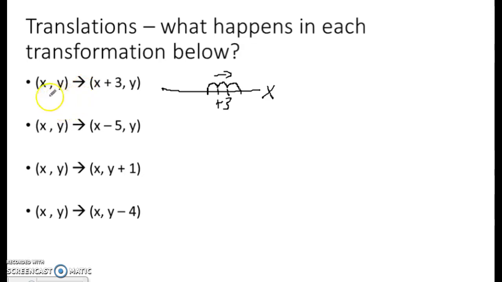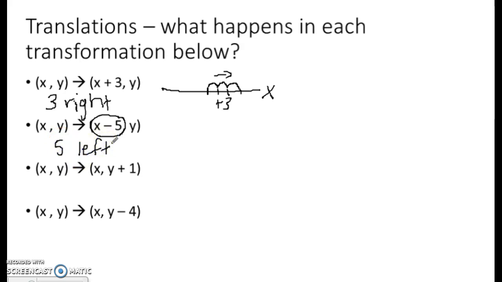So this would be moving 3 to the right. If I was subtracting 3 from the x value, it would be moving 3 to the left. That's what we're going to see down here. We are subtracting 5 from whatever x value we start at, which means we're moving 5 to the left.